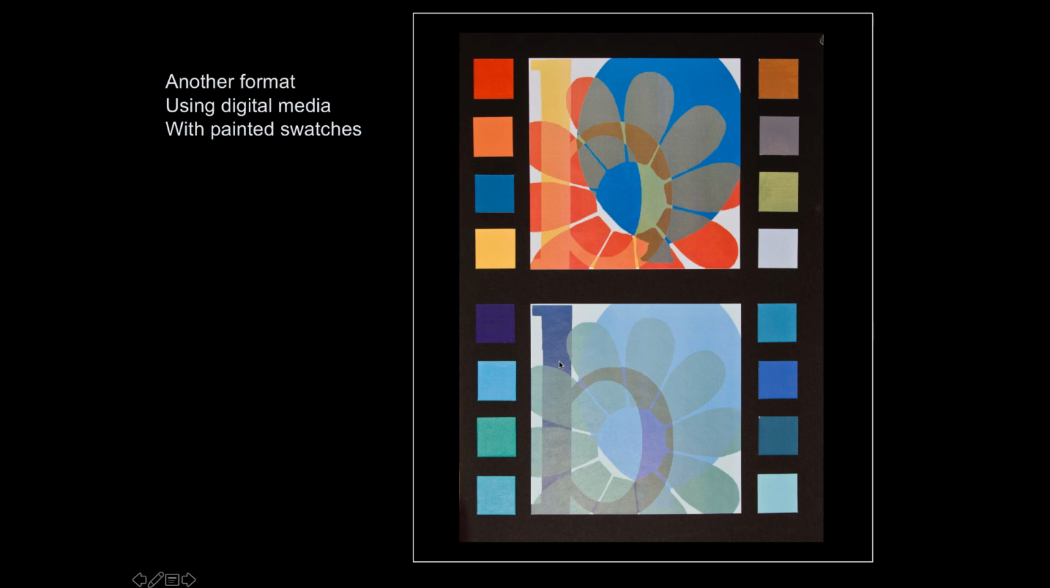And then here's the last one. This is just another way to do it, where you could arrange the swatches this way. There's many ways of presenting this, but the bottom line is, if you're going to do it digitally, you need to print out the digital image. You'll go to Cal Copy and do that, and then you're going to have to paint swatches by hand to match the various hues that are in your design. So that's all there is to it.